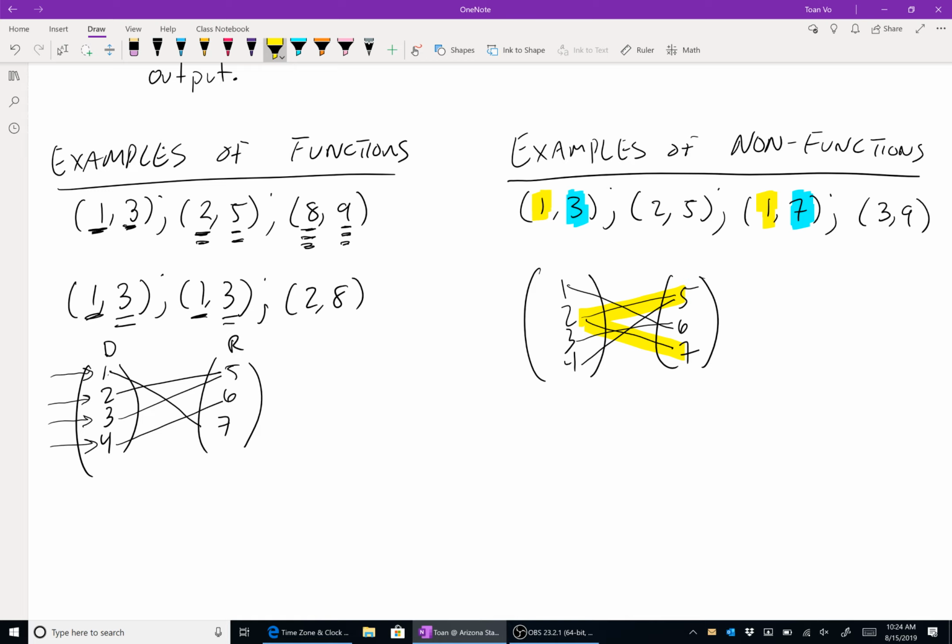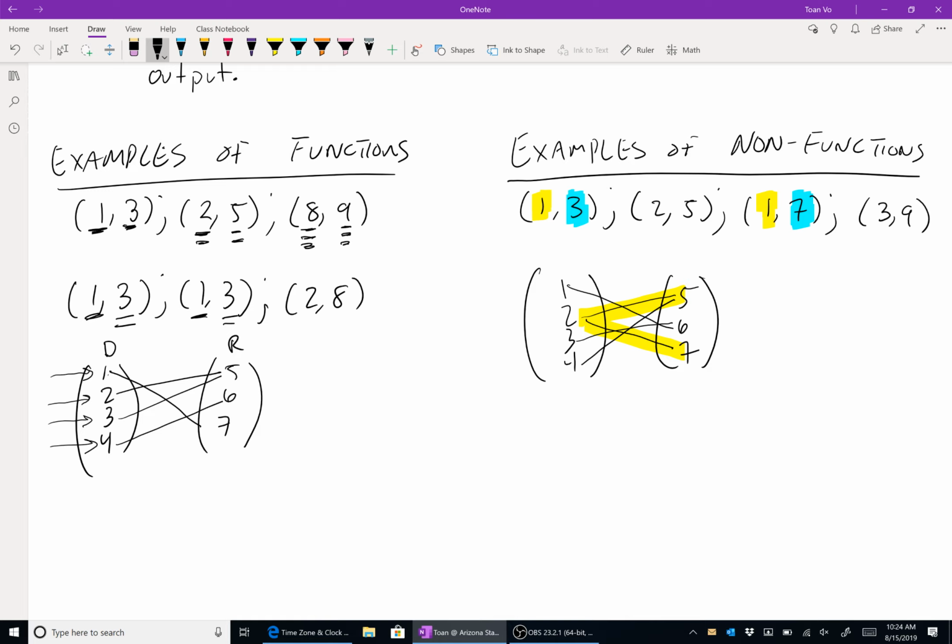Question? So is the whole thing not a function or just the 2? Very good question. So does that mean just the number 1 is not a function in the first example, or the number 2 is not a function in the second example? A function is the entire relation. So if one part is bad, the whole thing is not a function. So I would say the entire relation is not a function.